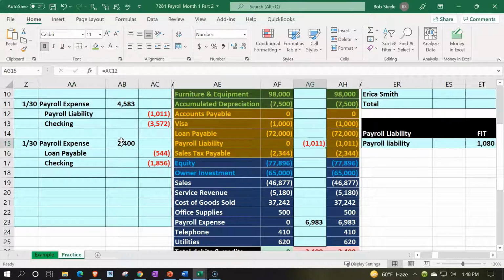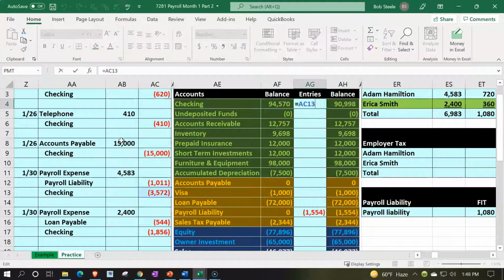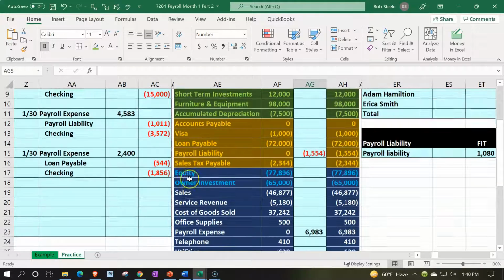Next one. We're going to be right here in AG15. F2 plus F2. We got that 544. Then we're looking at the checking account. Scrolling up to the good old checking account. Checking it out. F2 plus F2. And bringing it on down to the 1856. All right. So then that should put us back in balance.